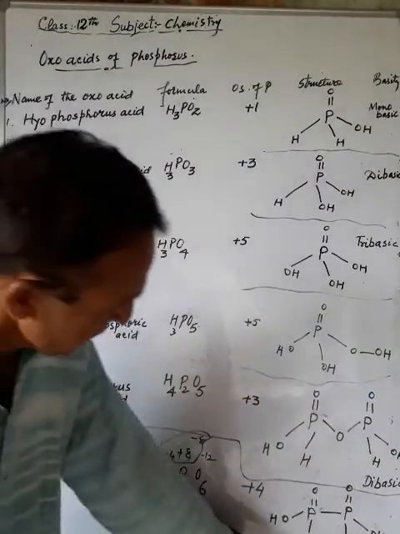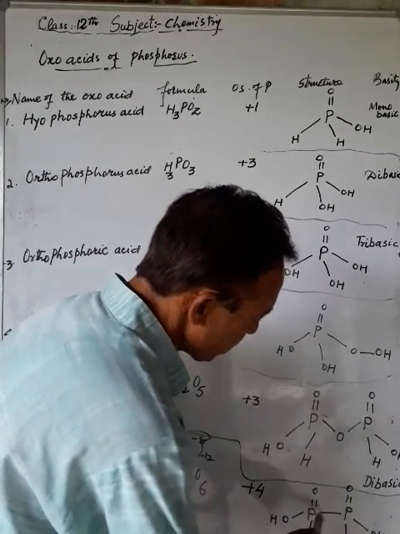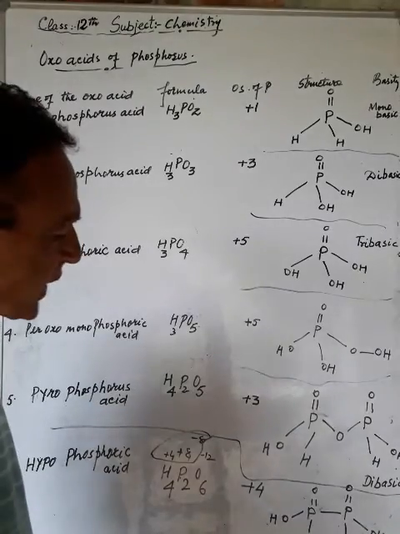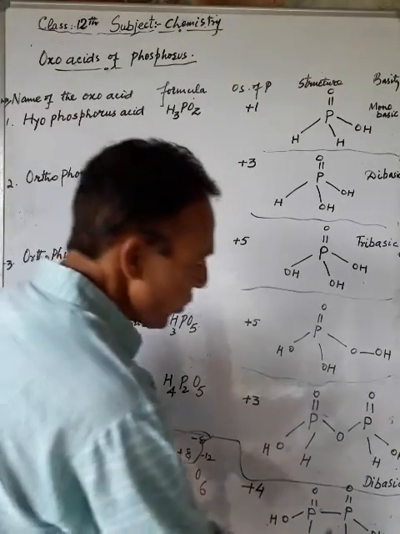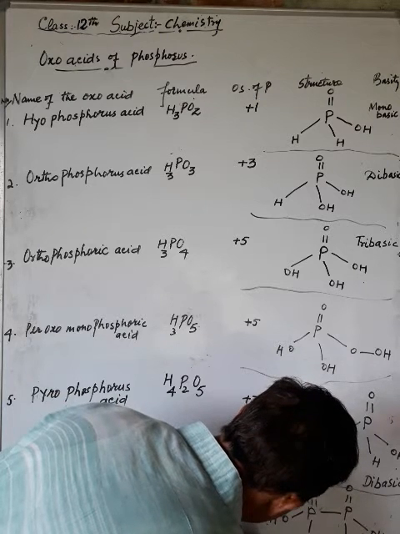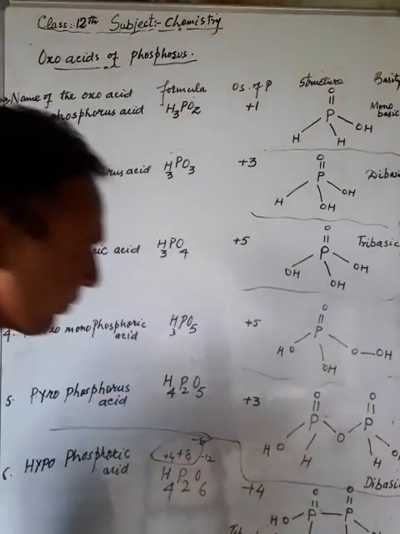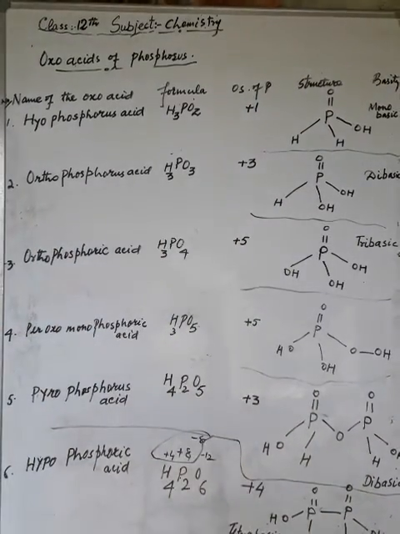Here, 4 OH groups are linked to the 2 phosphorus atoms, therefore it is tetrabasic. So this was hypophosphoric acid.